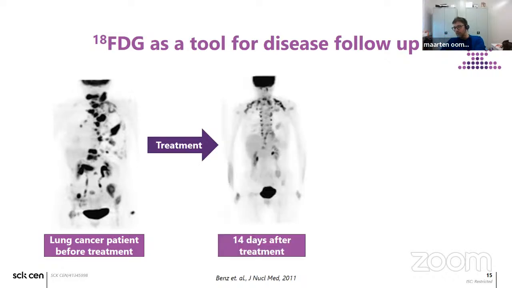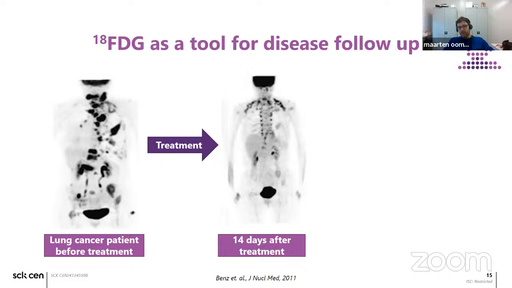If you look at the difference between that cancer patient before treatment and 14 days after treatment, you already see a lot of difference in glucose uptake. That doesn't mean that the cells are not there anymore. They're still there, so on anatomical imaging you will not see a difference yet, but you already see the shift in metabolism. Your cells are struggling, they use less glucose, so you have a therapeutic effect.